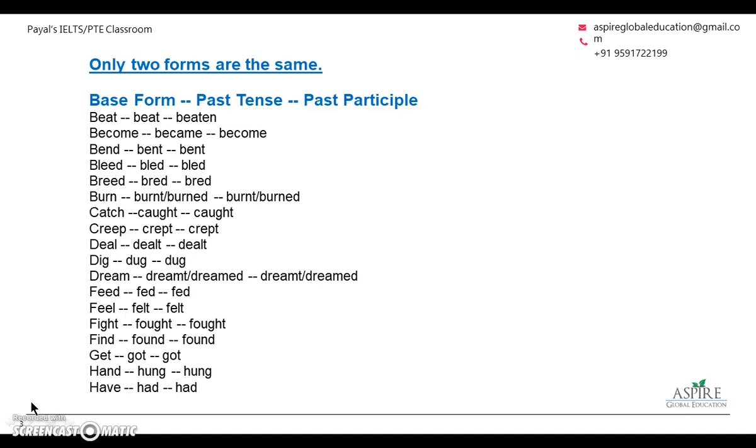In the second case, only two forms remain the same. It could be the first two forms, or maybe the last two, or any two forms for that matter. Beat, beat, beaten, become, became, become, bend, bent, bent, bleed, bled, bled, breed, bred, bred, catch, caught, caught. You can go through these words and make sure you do not make these mistakes while forming your sentences.